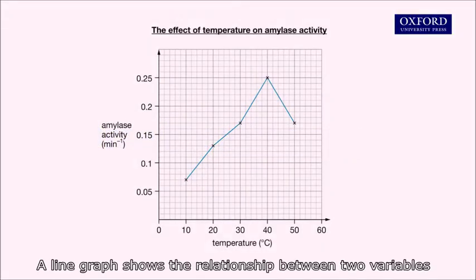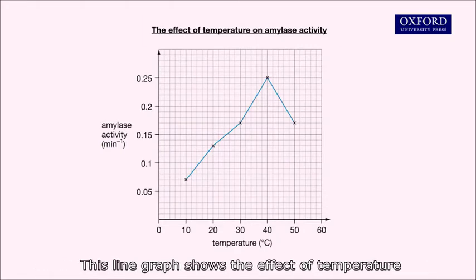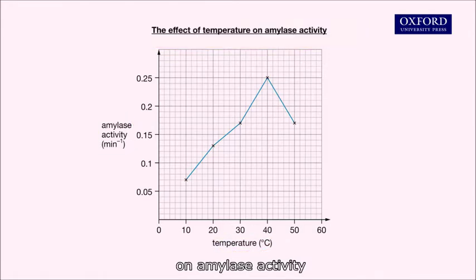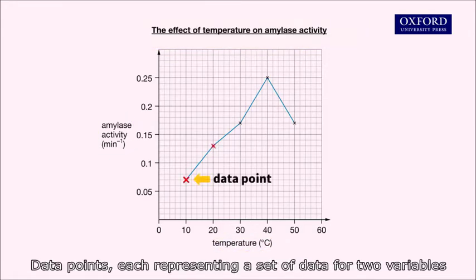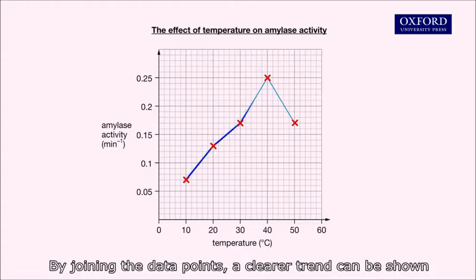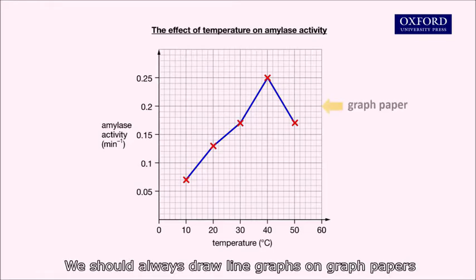A line graph shows the relationship between two variables. This line graph shows the effect of temperature on amylase activity. Data points, each representing a set of data for two variables, are marked on graph paper. By joining the data points, a clearer trend can be shown. We should always draw line graphs on graph papers.